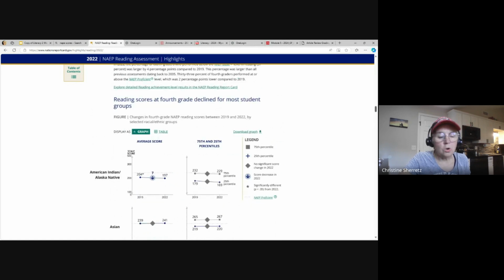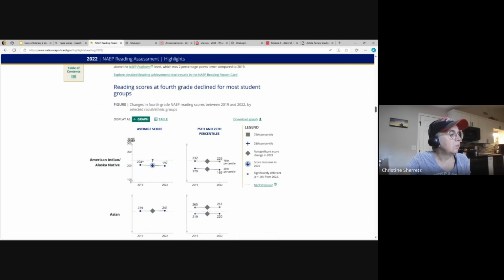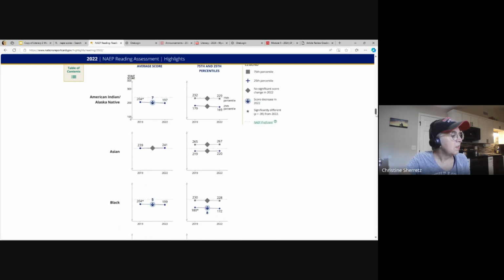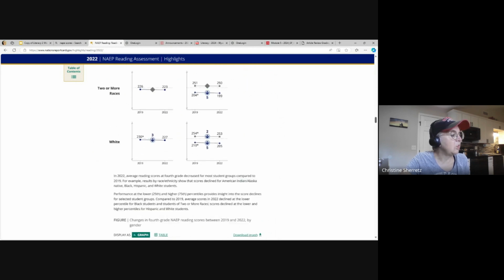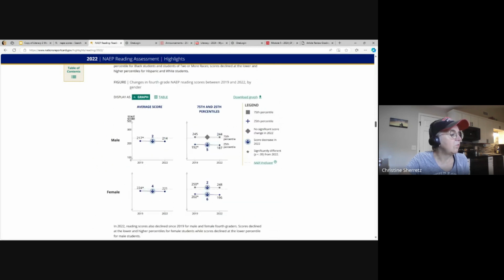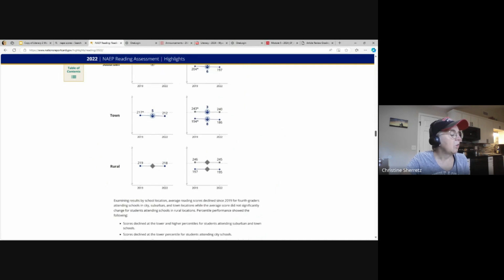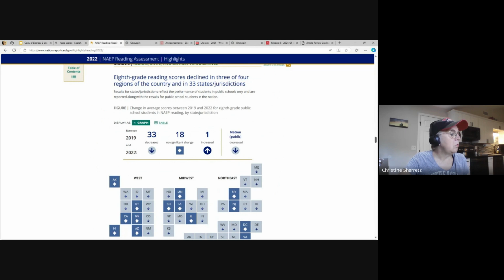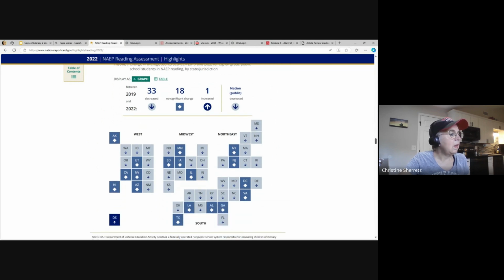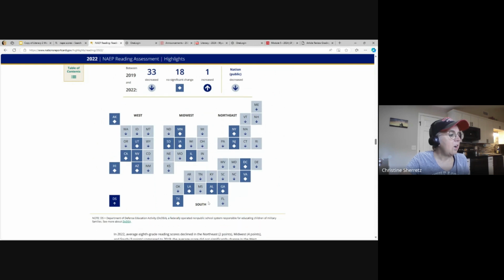Now, you can actually go to look at the decline by ethnic and racial groups. So we can see that it went down for almost everybody except for Asian Americans. And so this will give you the average score for demographics, male, female, if they're in rural, if they're in town. You can go to different parts of the country. So in the South, I can see Florida had a decrease. So this shows us what states had a decrease, no significant change, or increase.